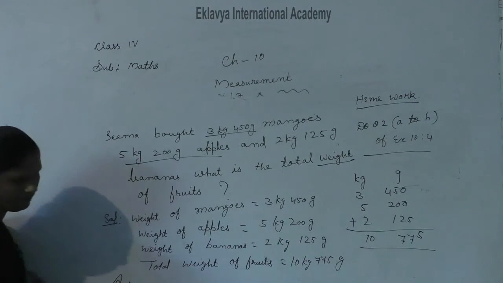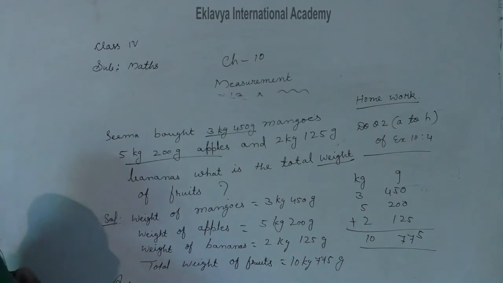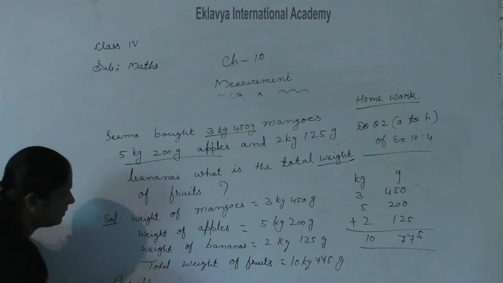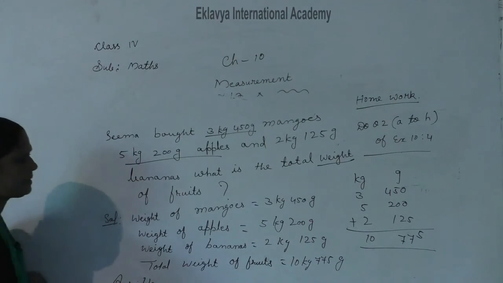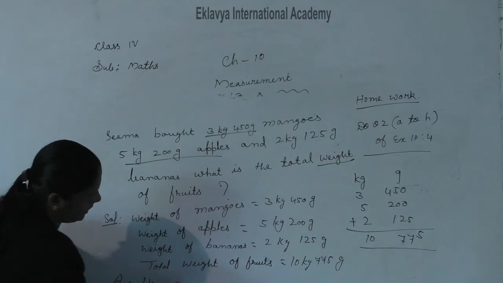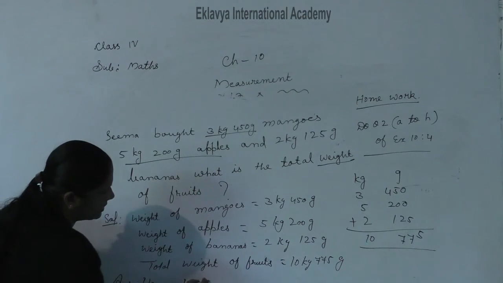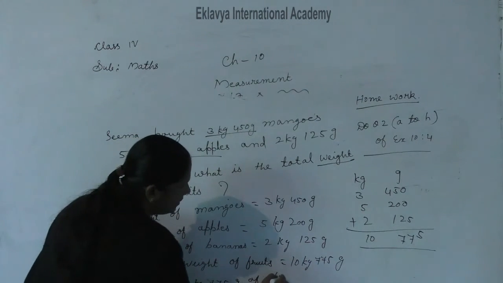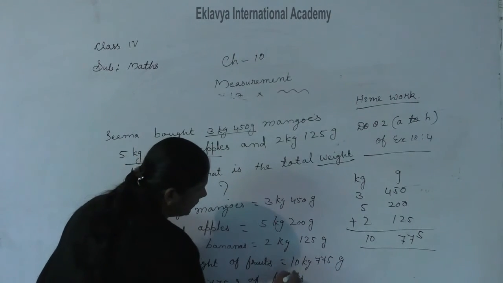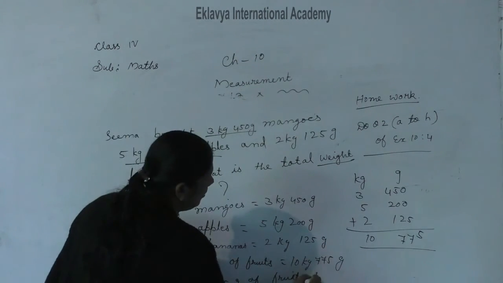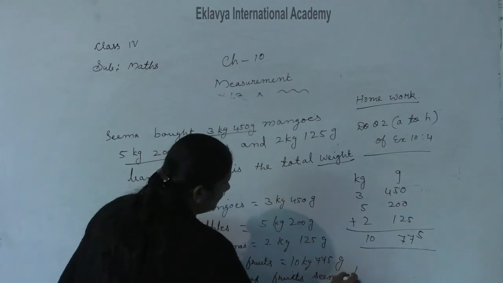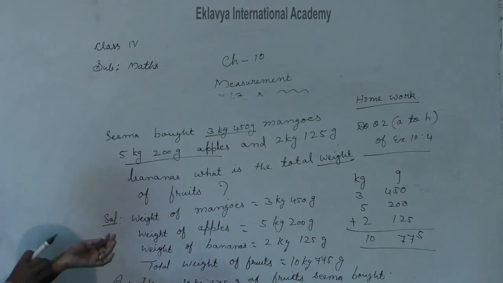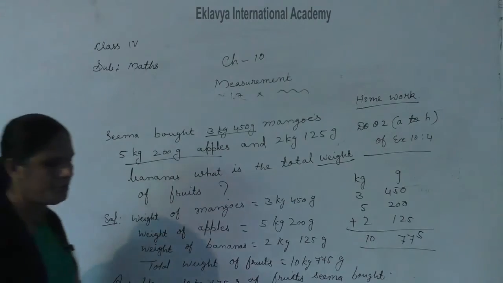What is our writing answer? Hence. What is the spelling of hence? H-E-N-C-E. Hence, 10 kg 775 gram of fruits. This is the solving problems. One more question.